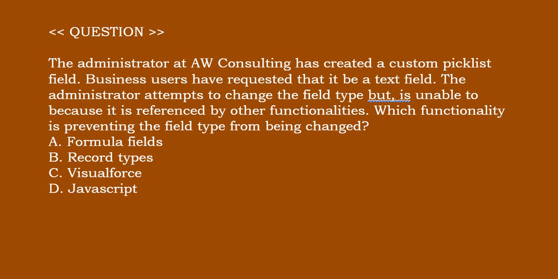Next one. The administrator at AW Consulting has created a custom pick list field. Business users have requested that it be a text field. The administrator attempts to change the field type but is unable to because it is referenced by other functionalities. Which functionality is preventing the field type from being changed? Option A, formula field. Option B, record type. Option C, visual force. Option D is JavaScript.